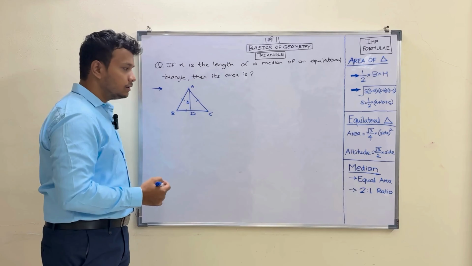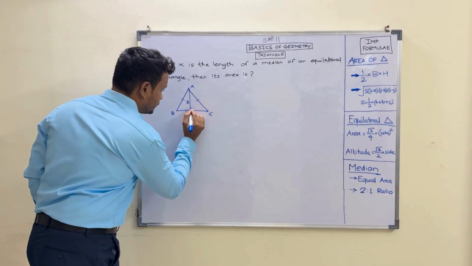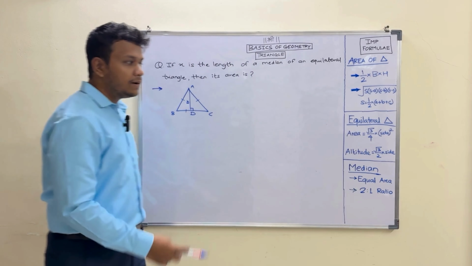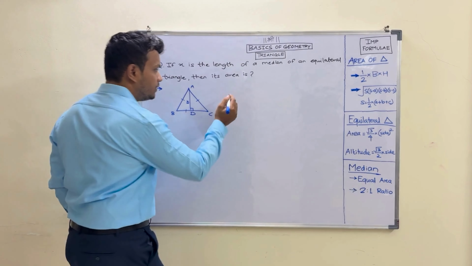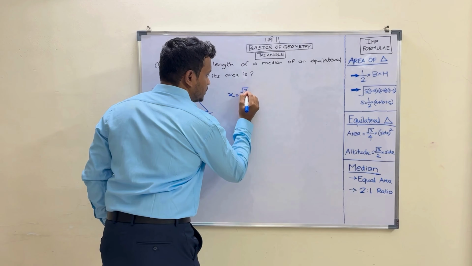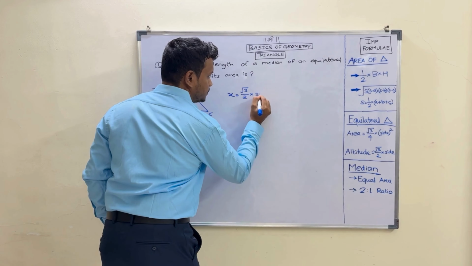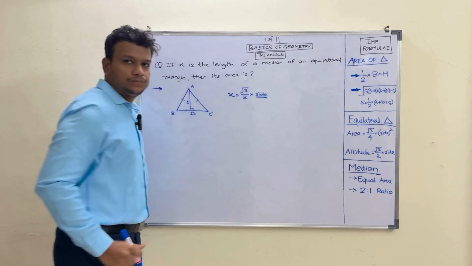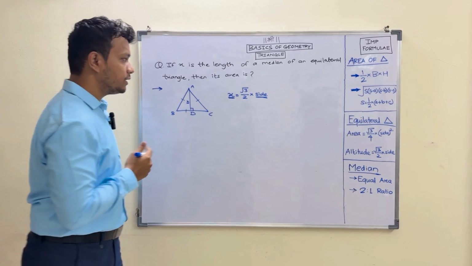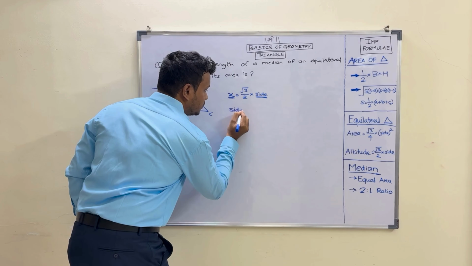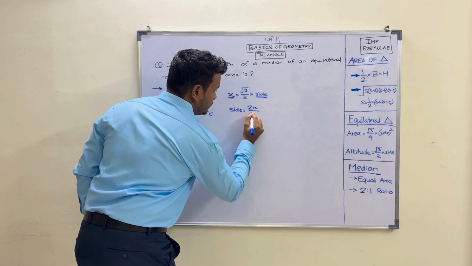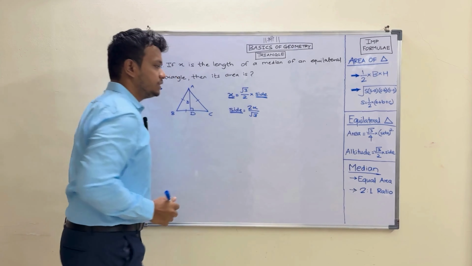So I know the median and we know the property of the equilateral triangle. In an equilateral triangle, the median and altitude are the same, right? So we know the formula of altitude. How do you compute the altitude? It is root 3 by 2 into side, correct? So we know x, which is the altitude, equals root 3 by 2 into side. So if I have to compute this side, what can I do? The side I can compute by taking this value here. So 2x by root 3, correct? So this is my side.